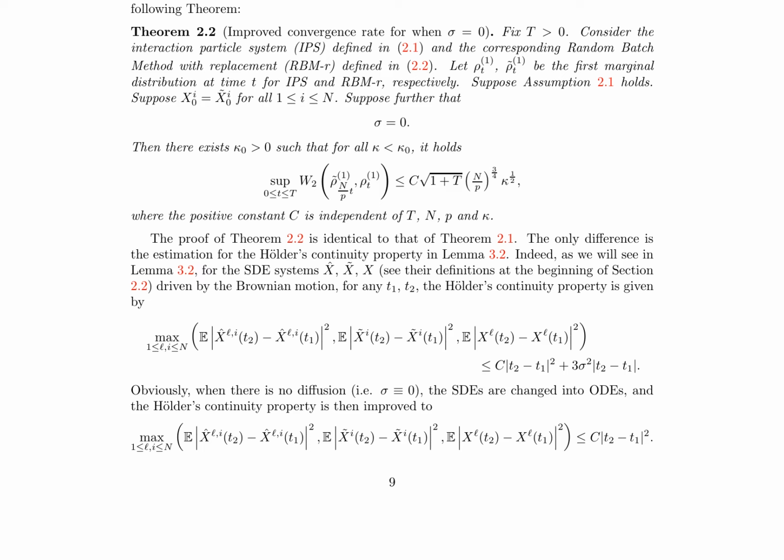To prove the main result, the authors introduce an intermediate dynamics, IPS, which consists of n copies of IPS after a random time change. They define a triple of dynamics, x, x, x, with the same initial state, and couple the Brownian motions in such a way that xi in RBM-r and xi,I in IPS are synchronously coupled.